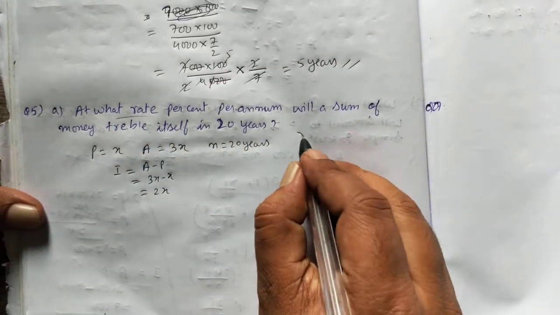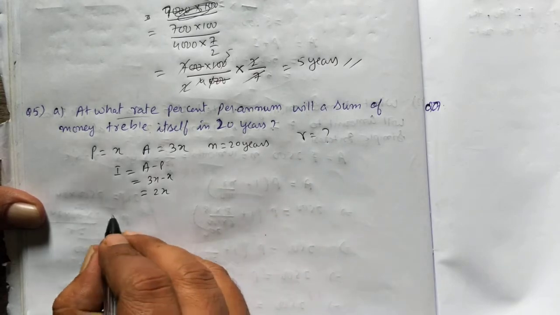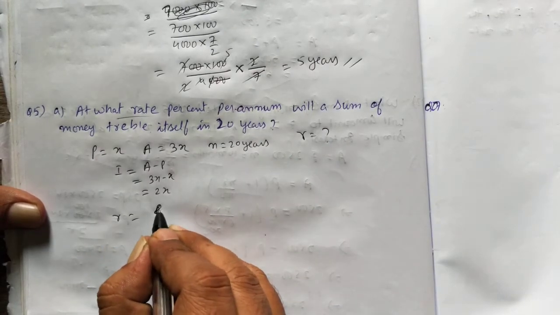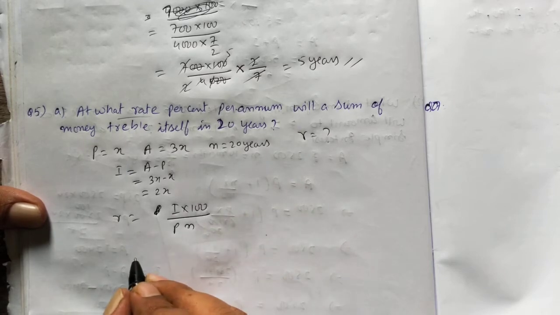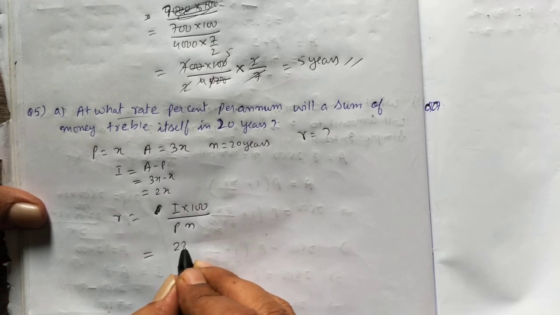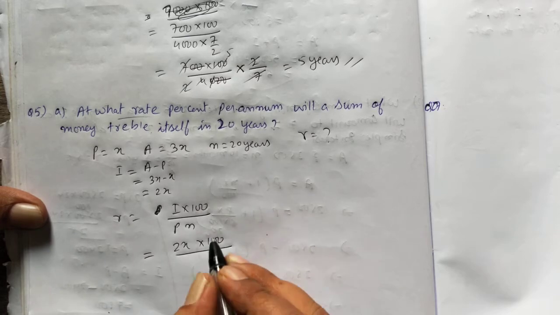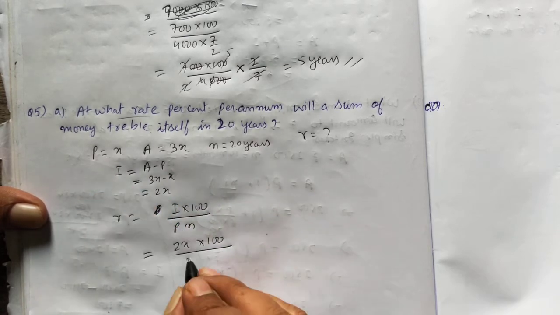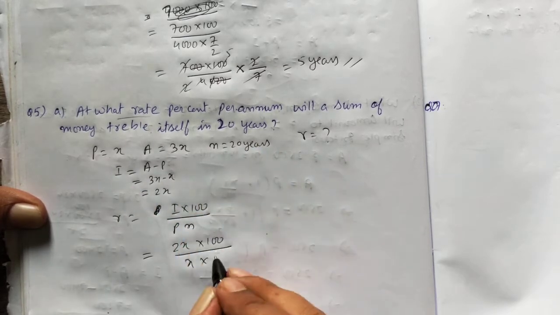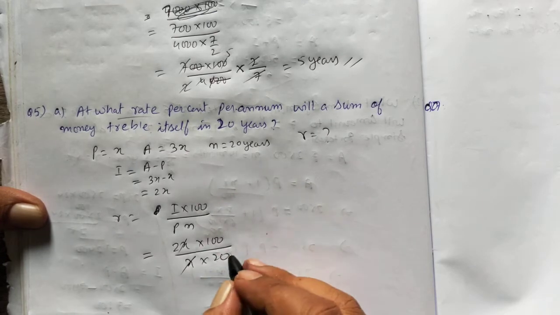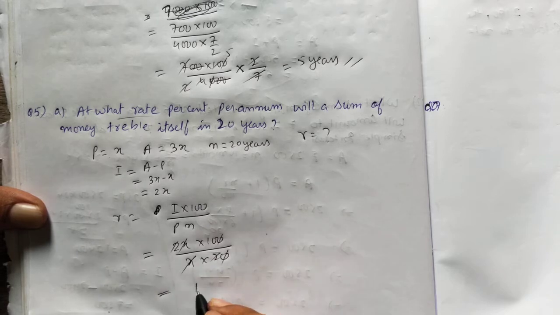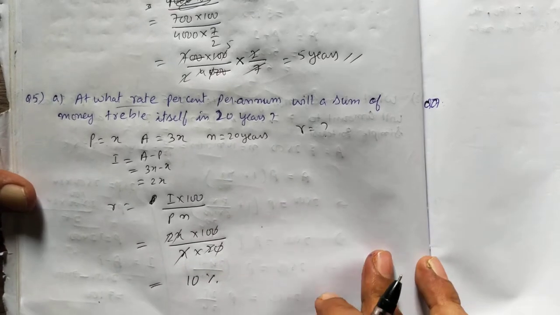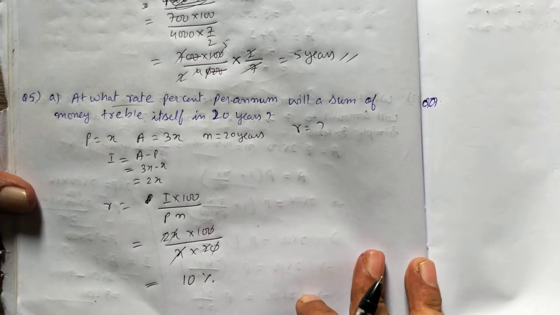Now use the formula. At what rate? Rate is question mark. Our formula is I into 100 by Pn. Put the value. I is 2X into 100 by P is X and N is 20. X cancel, 0 cancel, 2 cancel. That means rate will be 10%.